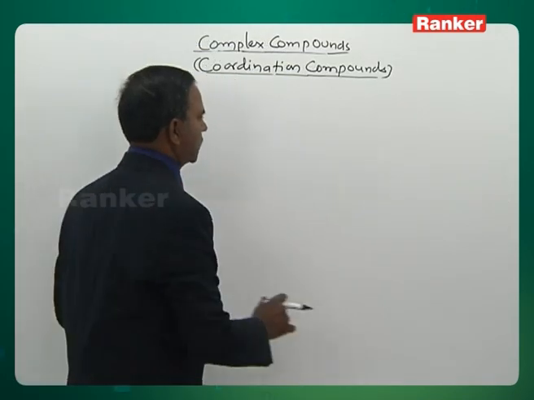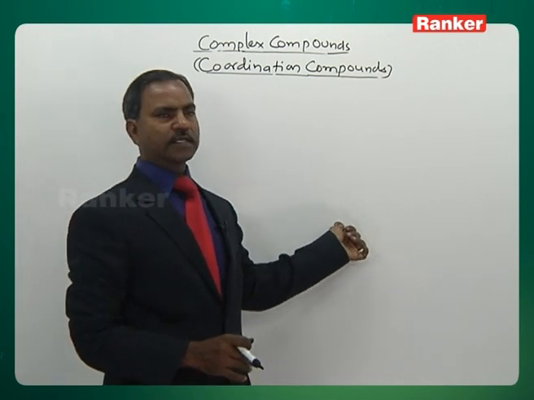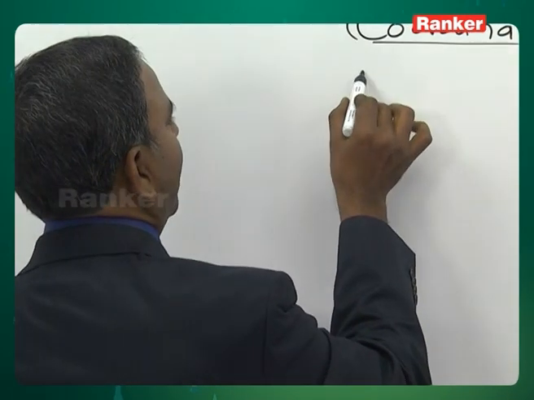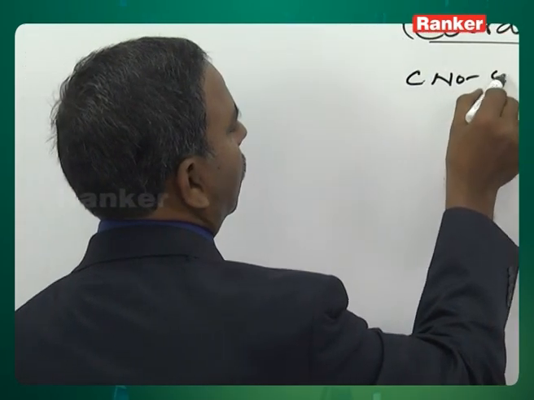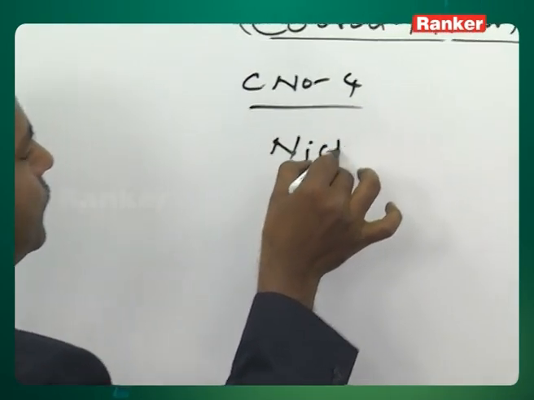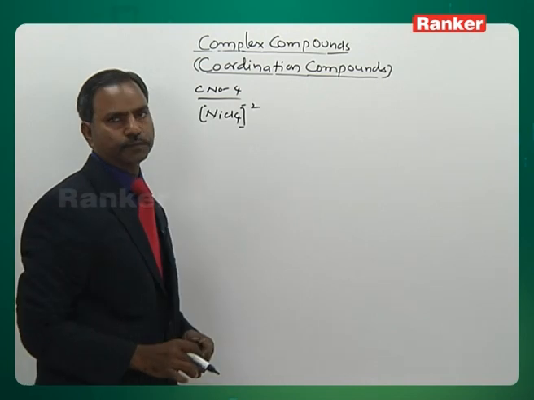Next, let us discuss. We have completed some of the complexes under applications of CFT. Coordination number 6 we have completed. Let me write now coordination number 4. Let me take the first complex, nickel tetrachloride, [NiCl4] with charge -2.